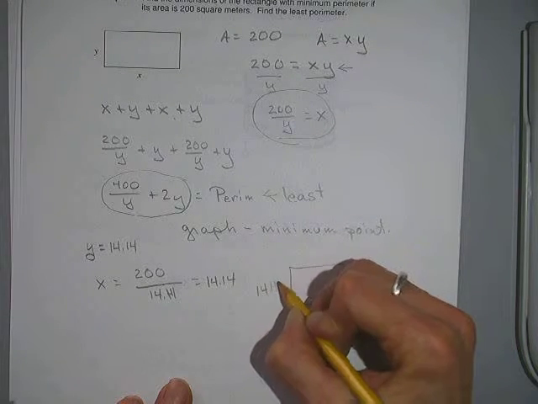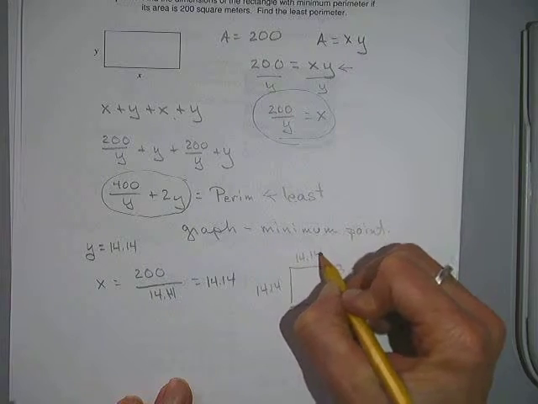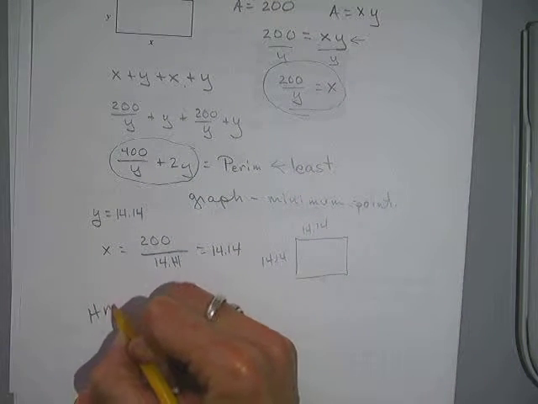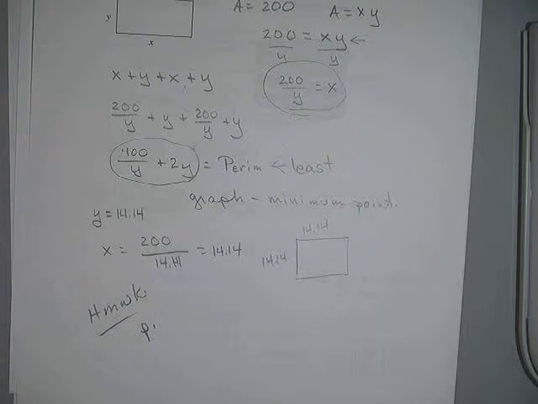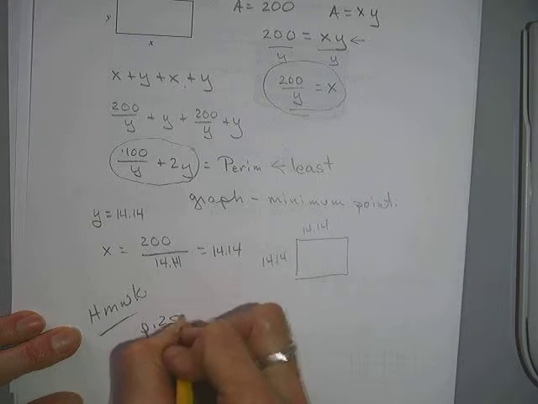Because you guys, just think about this, okay? What kind of a shape gives you the smallest perimeter and the maximum area? A square. So it is 14.14 and 14.14.